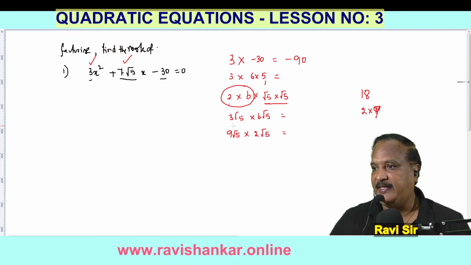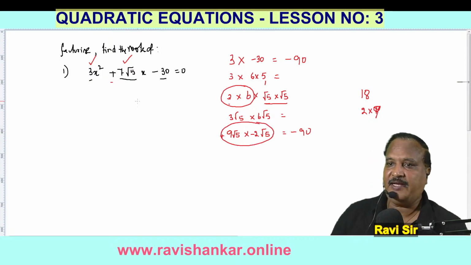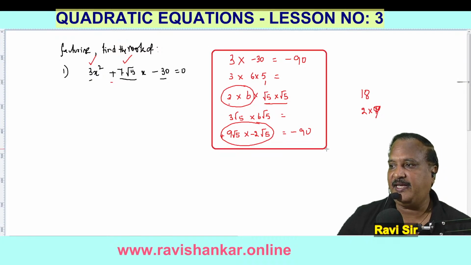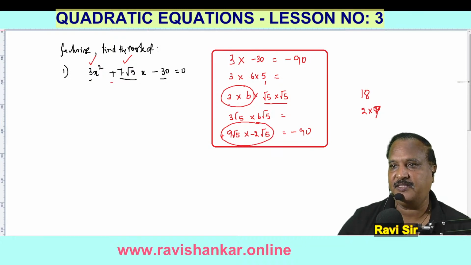So I will put plus and minus to the smaller number, which is equal to minus 90. If you just do this, 9 root 5 minus 2 root 5 is equal to 7 root 5. So this is how you have to bring it. The procedure is the same. The thing is we have irrational numbers, root numbers, in between.